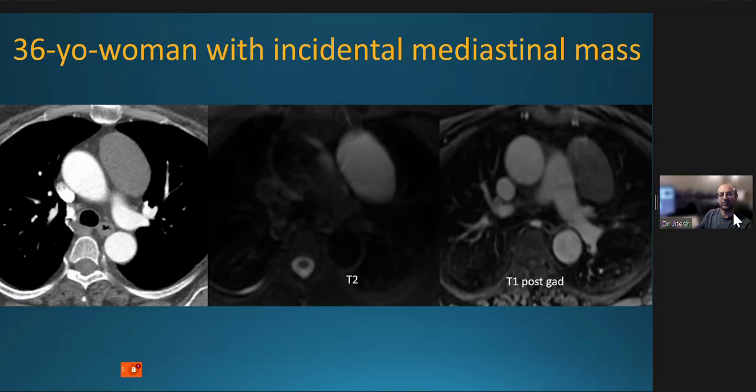So in these cases, when we have a fluid attenuation lesion on CT, we do not actually need MR to characterize these lesions.